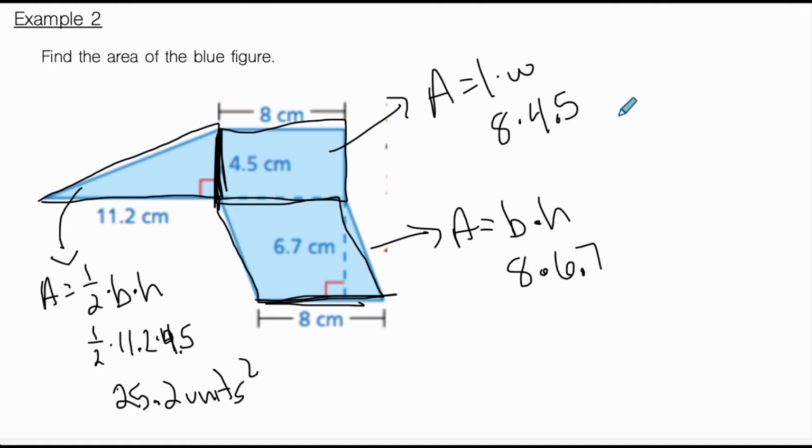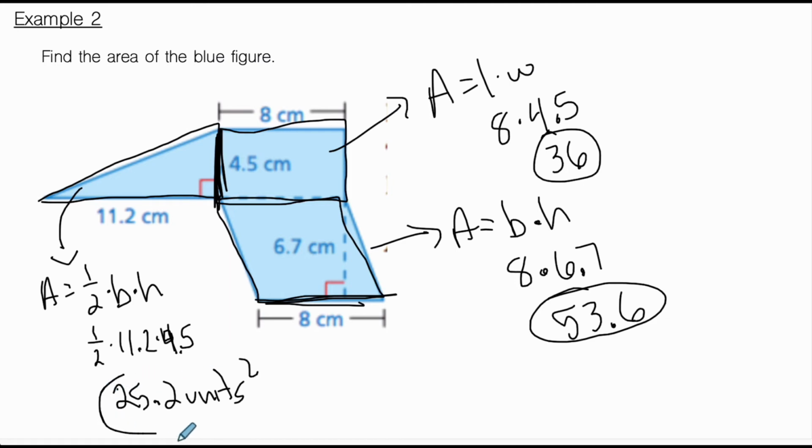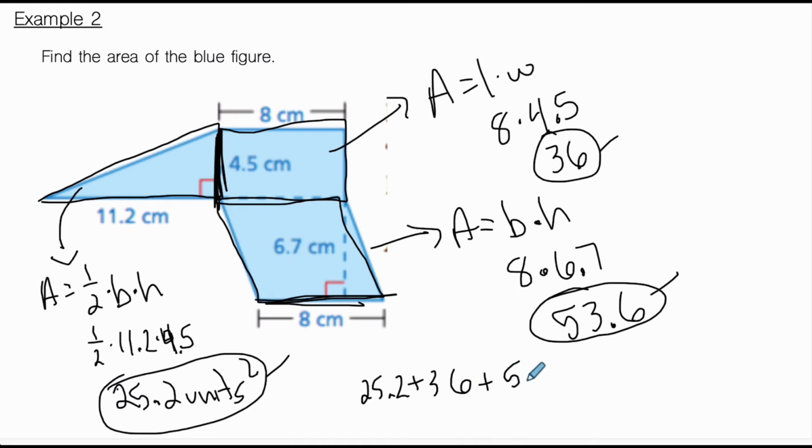Bippity boppity, the area of the composite figure. So our rectangle at the top should be 36 square units, and this one should be 53 6/10 units, and then we're gonna take this, this, and this and combine them all together. So 25 2/10 plus 36 plus 53 6/10. Oops. I'm using a calculator. I hope that you feel free to do the same.